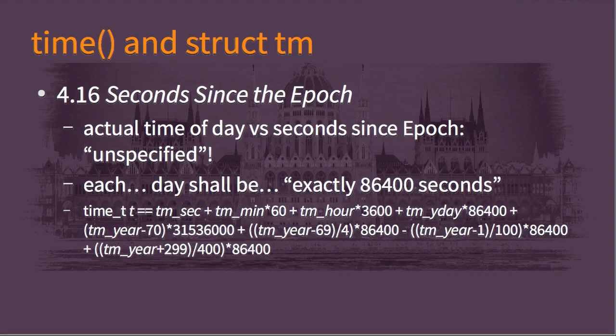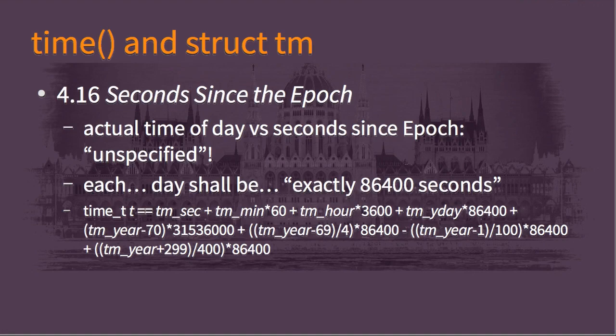So they do not promise that you can call the time function, get back a count of seconds since the epoch, and convert it into a time and have it match the time of day. Maybe that's going to be true, maybe it'll be close but a little bit off, maybe it'll be completely off, but the standard does not promise anything.